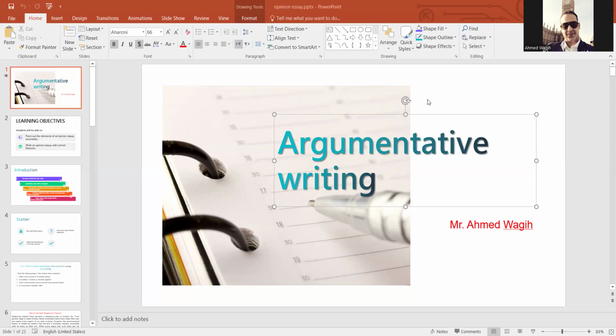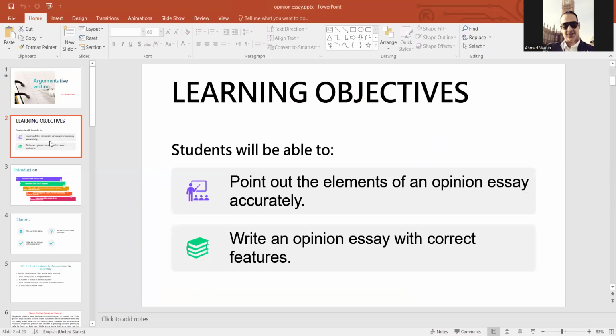Today we're going to continue the essays topic. We have another type of essay, which is opinion essays. These are the objectives of today. We're going to point out the elements of an opinion essay accurately and write an opinion essay with correct features. Of course, you're not going to write here. You're going to write in a Google form that I've shared with you.